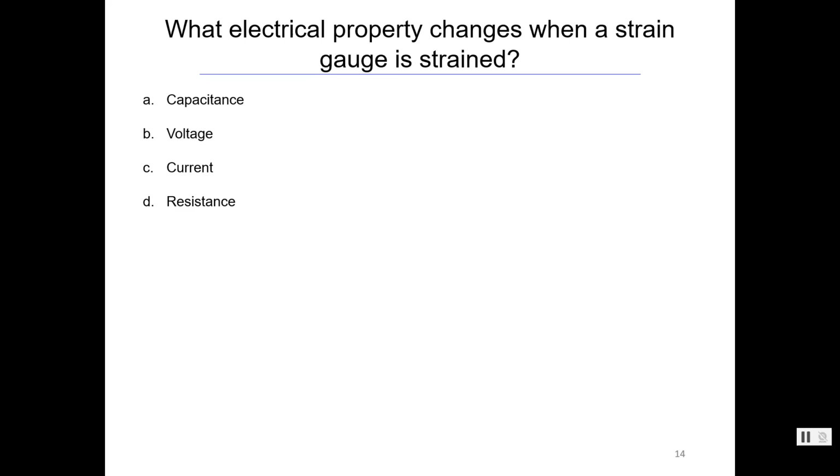Anyways, we have another question. What electrical property changes when a strain gauge is strained? You have 4 choices here. I won't wait too long because you can pause it. Hopefully you get the right answer. D, resistance is what changes. The output voltage to the Wheatstone bridge changes, but when the strain gauge is strained, the change there is resistance. We have to apply a current through it to get the voltage.